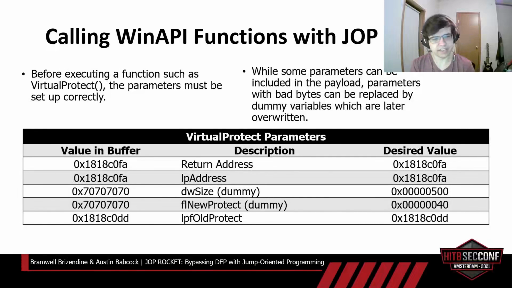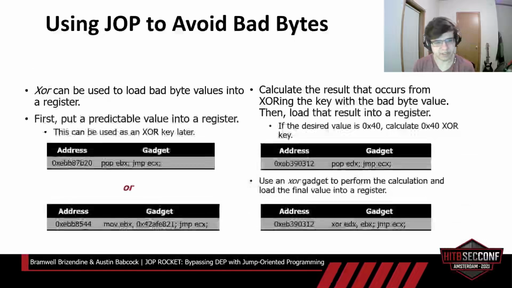However, with parameters that have to be dynamically generated based off of memory locations or bad bytes, we need to supply dummy variables that we can later overwrite using JOP. So talking about bad bytes is one of the reasons to supply dummy variables.